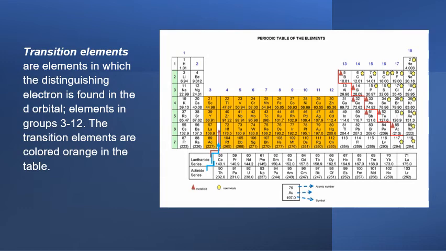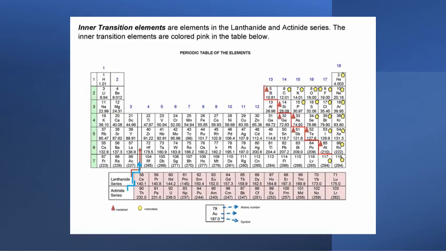Transition elements are elements in which the distinguishing electron is found in the d orbital. Transition elements are groups 3 through 12, and they are colored orange in the table. Finally, the inner transition elements are the elements in the lanthanide, this horizontal row, and the actinide series, this horizontal row. The inner transition elements are colored pink in this particular table.